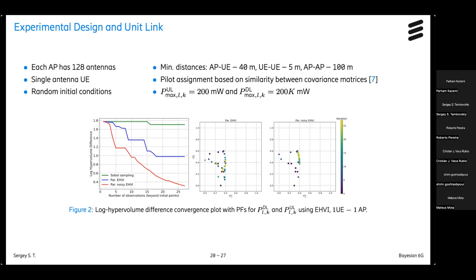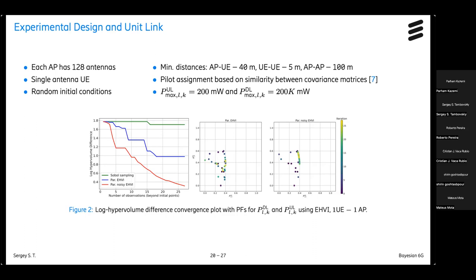For the first experiment, we took not the whole cell-free network, but as a toy example, a single link within this network, and show how multi-objective Bayesian optimization with noisy expected hypervolume improvement compares against classical expected hypervolume improvement and random Sobol sampling. So in the first figure on the left, you can see log hypervolume difference for convergence against number of observations. And of course, as was expected, the noisy version outperforms them all.